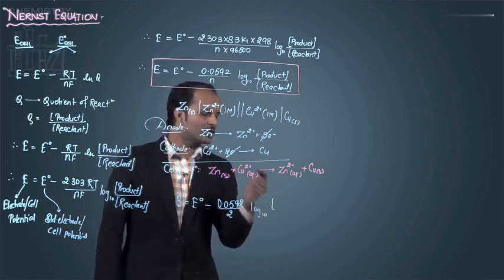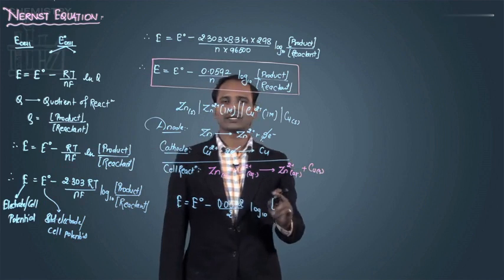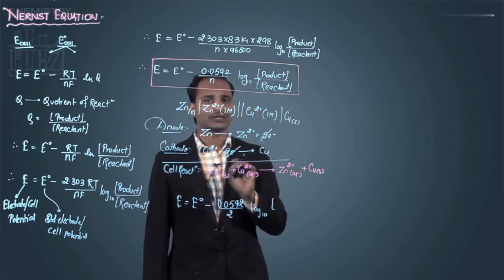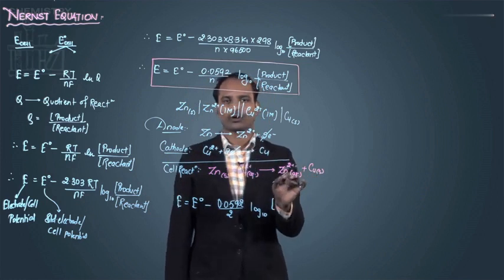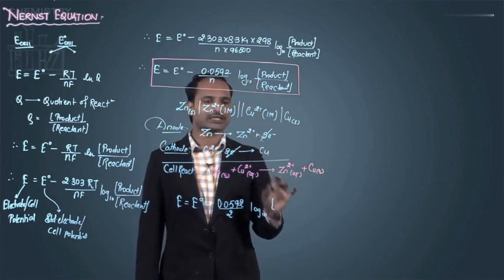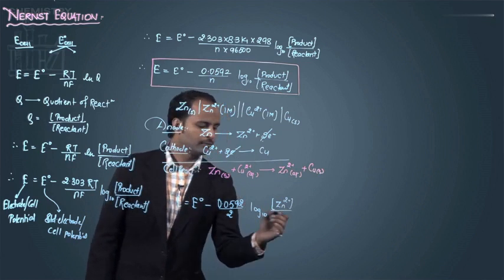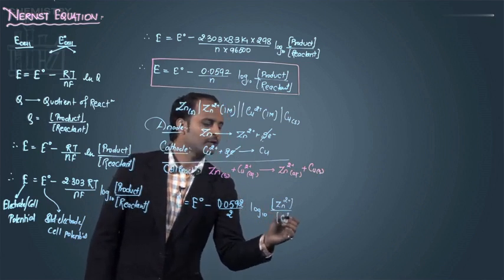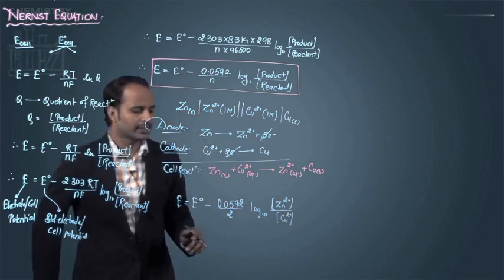For the product concentration, here we have two products, zinc ion and copper. But as I said, we only consider the concentration of the ions. We never consider the concentration of pure solid or pure liquid. Here the copper electrode is pure copper in solid state, so its concentration will not be considered. So here only the concentration of zinc ion upon the concentration of copper ion. Again, the zinc in solid state will not be considered.